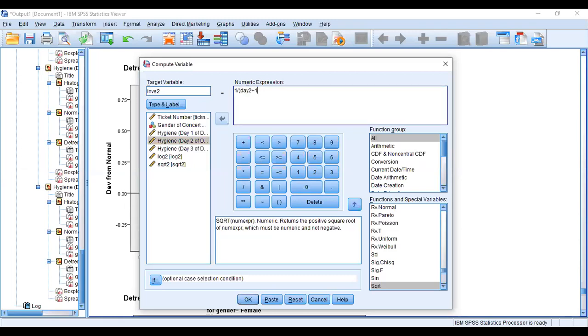Why am I taking plus 1 here? 1 by 0 means infinite. If my data does not contain 0, then I will not take the 1 value. Okay, so 1 by day 2 plus 1, and then okay.